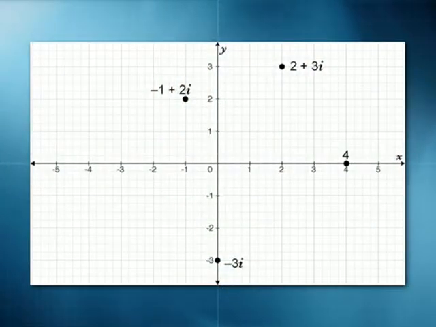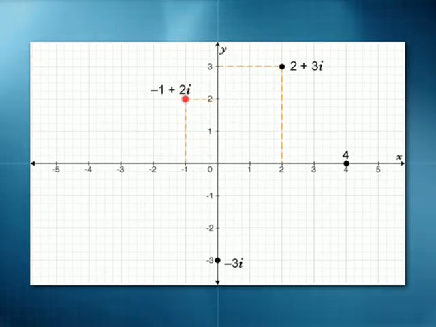We're going to plot on the complex plane the numbers 2 plus 3i, minus 1 plus 2i, 4, and minus 3i. Here they are. Here's the complex plane. Let's look at, say, 2 plus 3i. Notice that the real coordinate is 2, so I move 2 units to the right, and then I go up to 3i. So that's the ordered pair (2, 3), which corresponds to the complex number 2 plus 3i. Over there on the other side, you get minus 1 plus 2i. That's minus 1 and then go up to 2i.